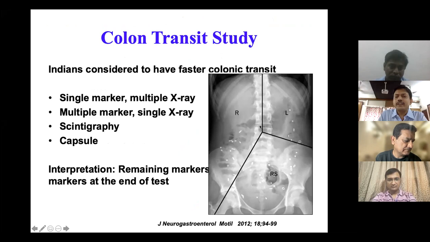And from there, you draw a line to the brim of the pelvis on the right side, and the iliac crest on the left side, and up to the midpoint of the spine above. Then you have the right segment, the left segment, and the rectosigmoid. And then you can assess what proportion of markers are retained in these areas and decide about a right colonic abnormal transit, left colonic transit, or a rectosigmoid retention.